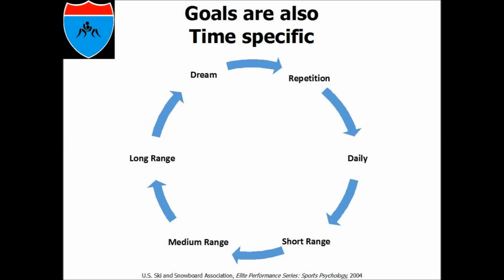A short range goal would typically be about a week. We have training camps about a week long. Most of our training cycles are 8, 9, 10 weeks, so that would be probably a medium range goal. If you break it down into a training camp type environment, Team Illinois, for instance, does about a 10 or 12-day training camp. So those would be your shorter range goals.